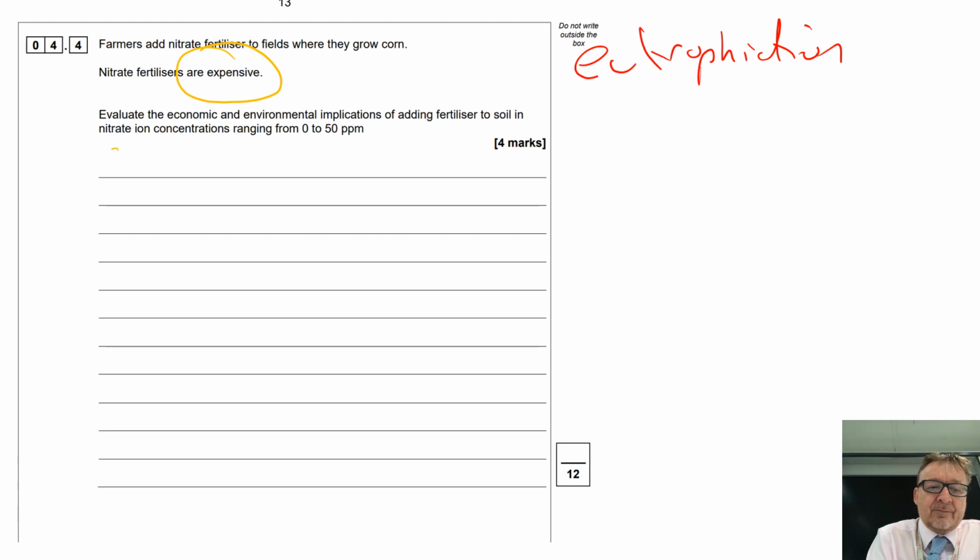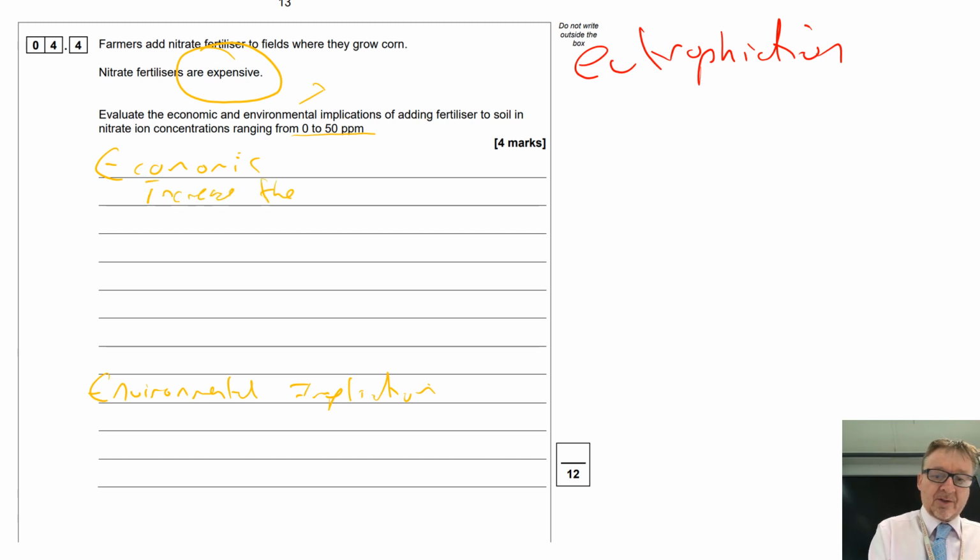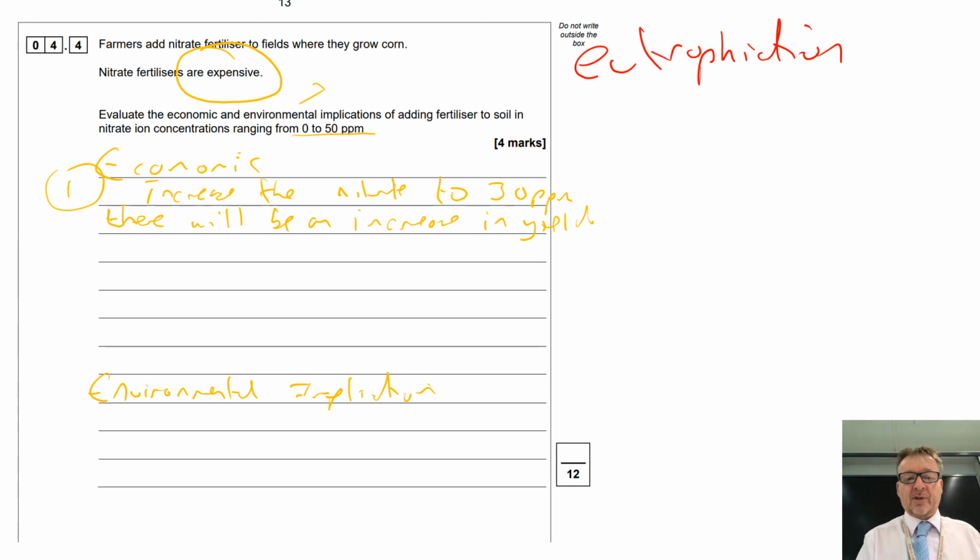Evaluate the economic and environmental implications of adding fertilizer to soil in nitrate ion concentrations ranging from 0 to 50. Right, so economic, let's think about money. As I increase the nitrate to 30 ppm, there will be an increase in yield. Okay, so that's kind of one point. If I increase the nitrate to 30 ppm, there will be an increase in yield. All right.